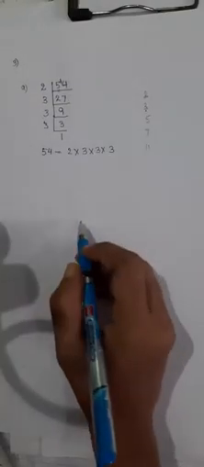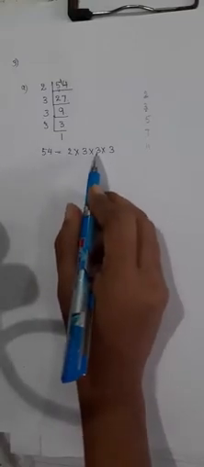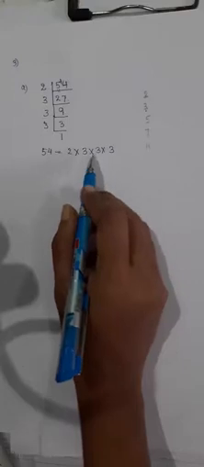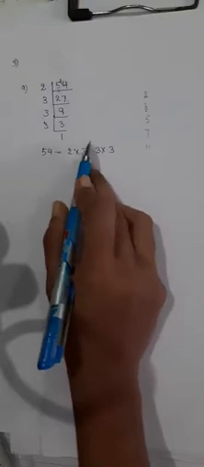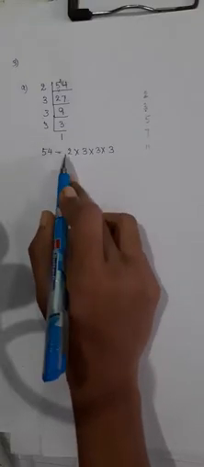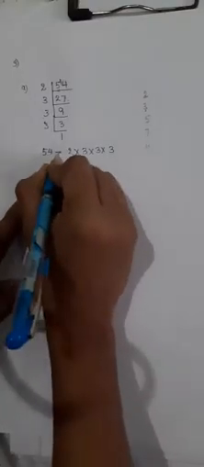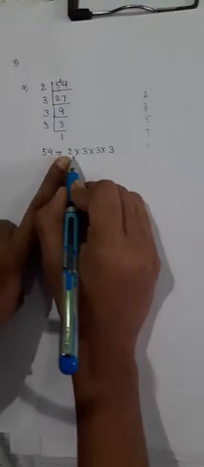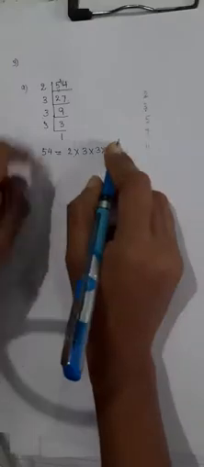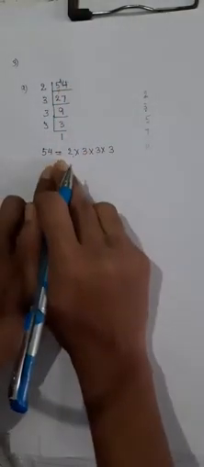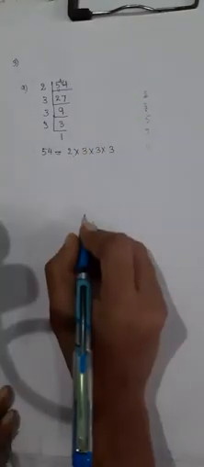When you want to verify it, see, 2 3s are 6, 6 3s are 18, 18 3s are 54. Or 3 3s are 9, 9 3s are 27, 27 2s are 54. So when you multiply these numbers, you will get the answer 54. 2 is a prime number, 3 is a prime number, 3 is a prime number, 3 is a prime number. So representing the given number as the product of prime numbers, this method is called prime factorization.